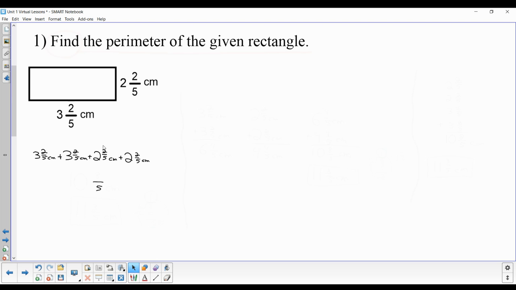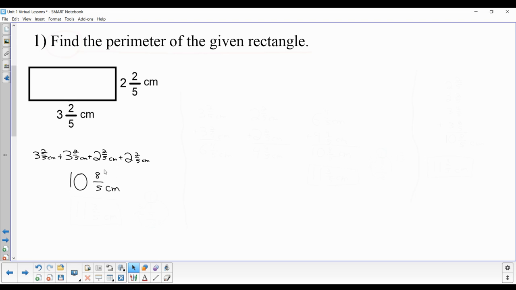2 plus 2 plus 2 plus 2 is 2, 4, 6, 8. The whole numbers are 2 plus 2 is 4, and 3 plus 3 is 6. 6 and 4 is 10. So it is 10 and 8/5 centimeters.